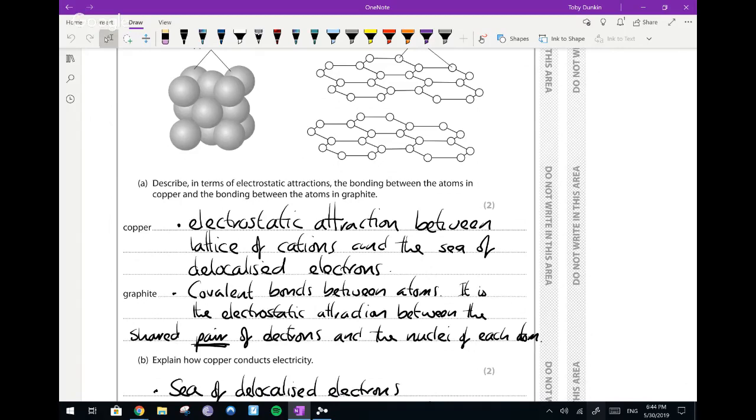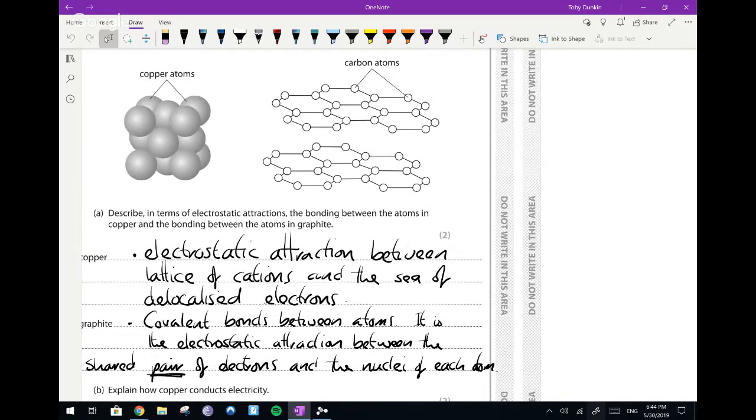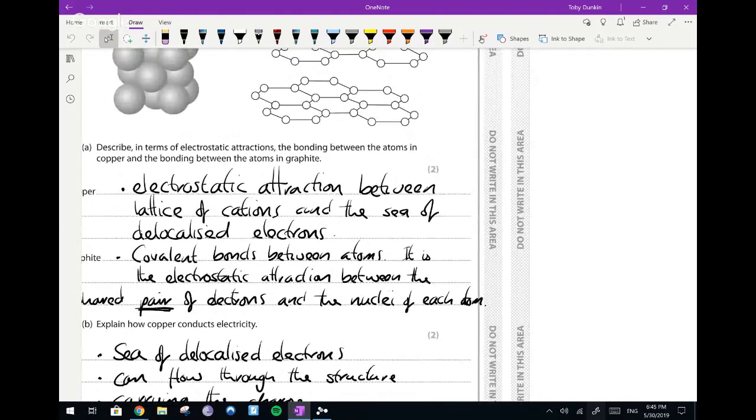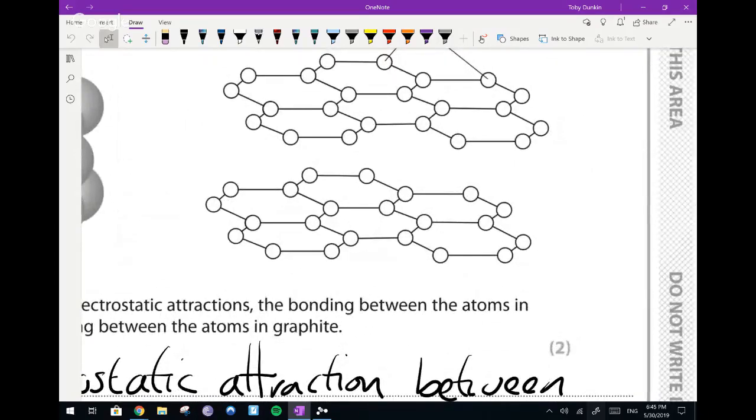Next, graphite. It is a giant covalent structure. The bonds are covalent bonds within the layers, but weak intermolecular forces between the layers. You need to explain the bonding between the atoms. Covalent bonds between the atoms, the electrostatic attraction between a shared pair of electrons and the nuclei of each atom. That's very true, actually. The bonds between the atoms are covalent.